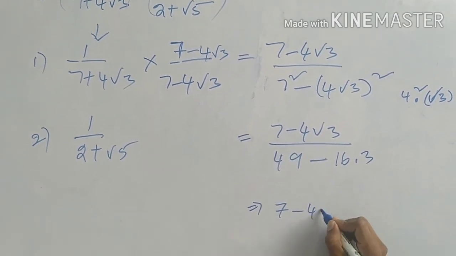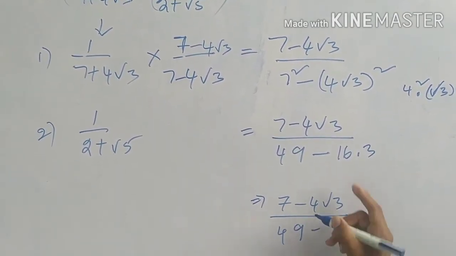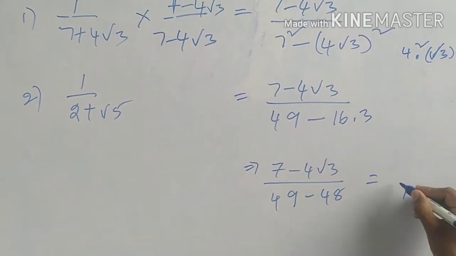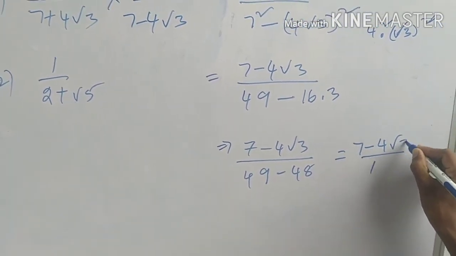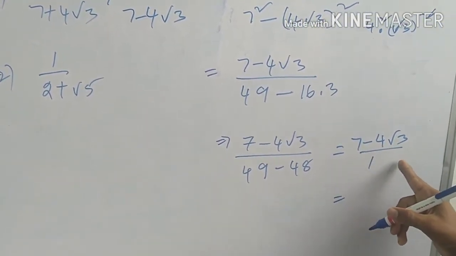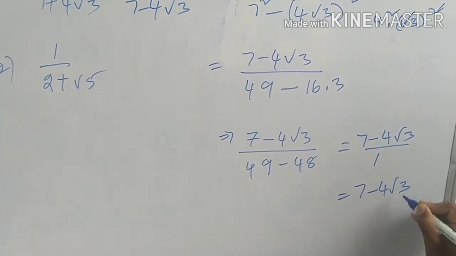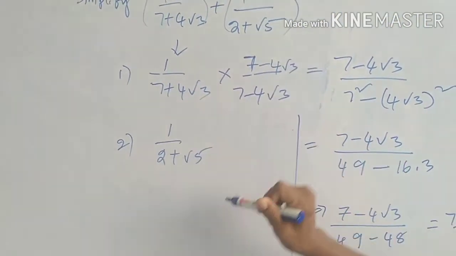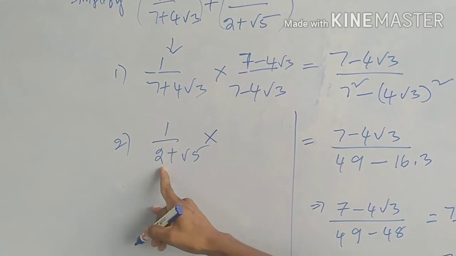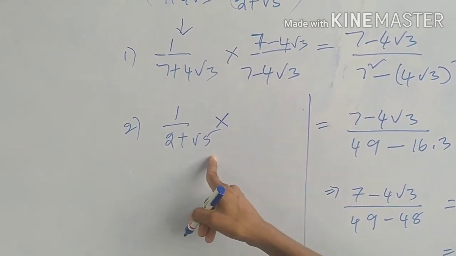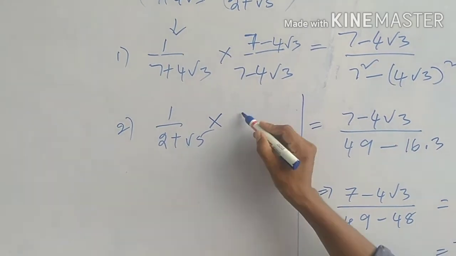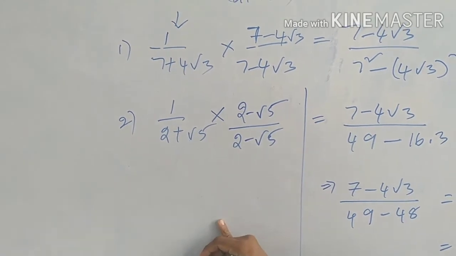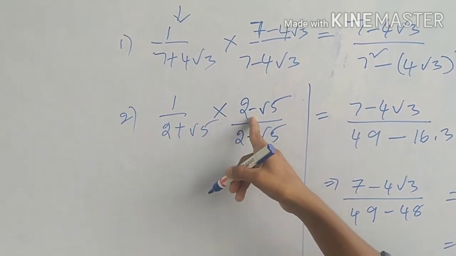So 7 minus 4 root 3 by 49 minus 16 threes are 48. 49 minus 48 is 1, and the numerator is 7 minus 4 root 3. 7 minus 4 root 3 by 1 is nothing but 7 minus 4 root 3. The denominator is rationalized. For the next term, the denominator is 2 plus root 5. The rationalizing factor of 2 plus root 5 is 2 minus root 5. Multiply numerator and denominator with 2 minus root 5.